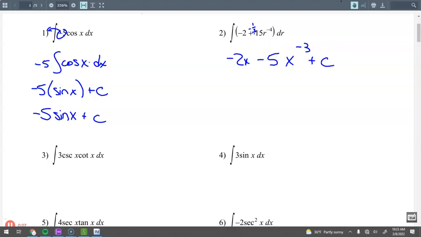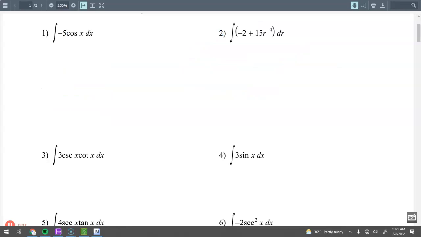Remember, you can check them, right? So if I take the derivative, I'm saying this is the original equation. If I take the derivative following my rules there, I do get what I started with. Either way.